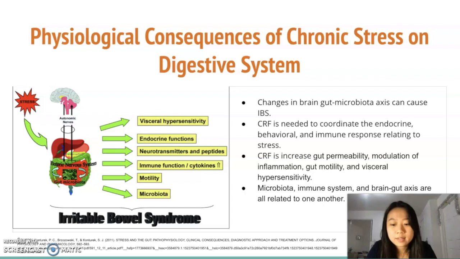When the brain-gut microbiota is activated, the sensitivity of the inner organs and release of gastrointestinal hormones and neurotransmitters change, as well as the pro-inflammatory cytokines, gastrointestinal motility, and gut microbiota.